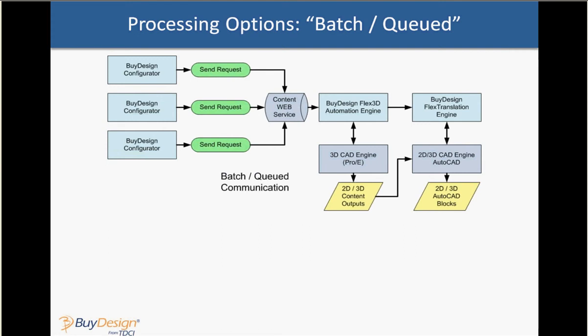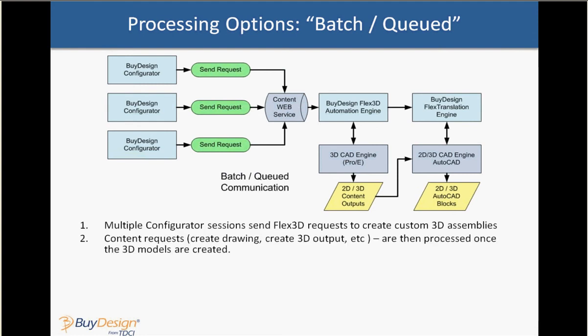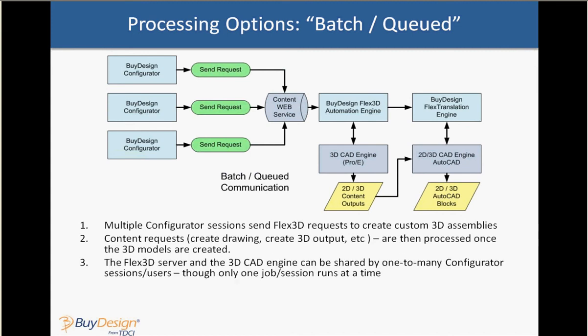Multiple users can be processing. So multiple configuration sessions can generate requests. Once it's requested, we build a 3D model and then do the content outputs. You can share it because in this case, again, it's a web service, it's a queue, so any number of configurator users can be generating those requests. At a moment in time, though, only one job is processing. In other words, it's a queue. So Pro-E's sitting back there, Flex3D's sitting there, and it's FIFO.